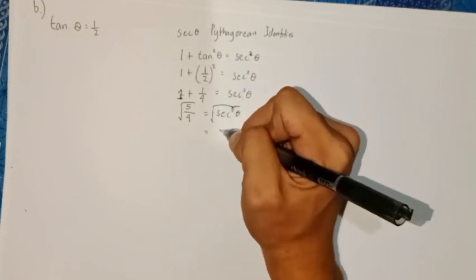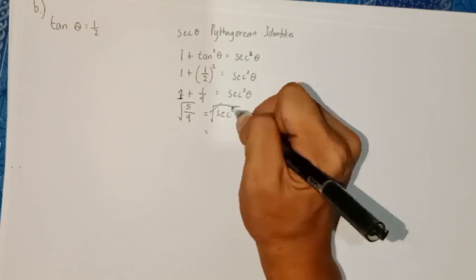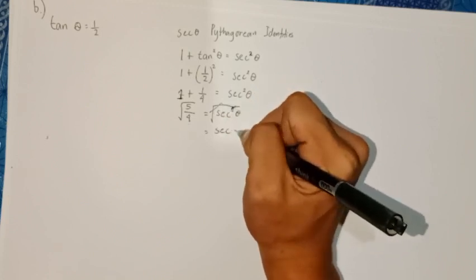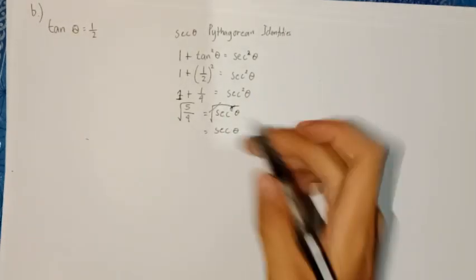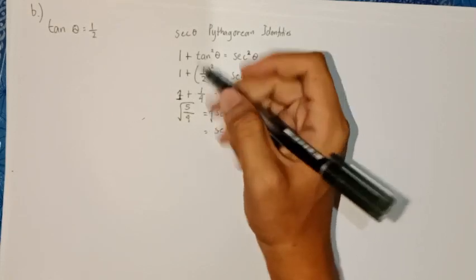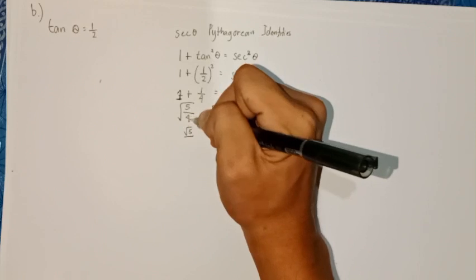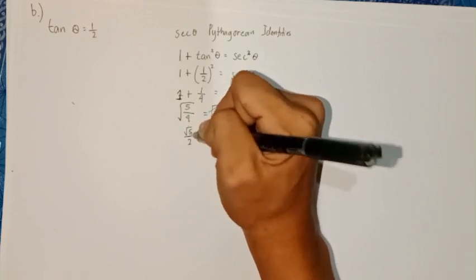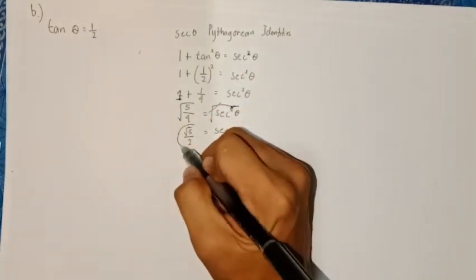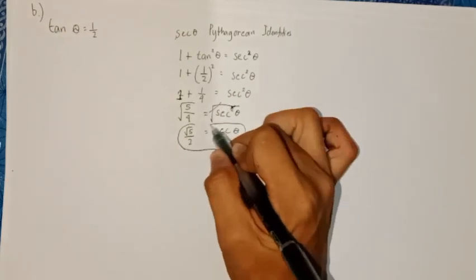So secant squared by square root of secant squared is secant theta. Square root of 5 over 4, we have square root of 5 over square root of 4, which is 2. Square root of 5 over 2. So this is now our secant theta.